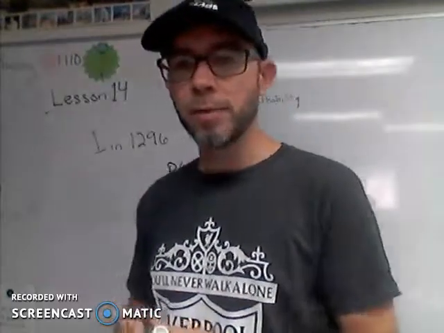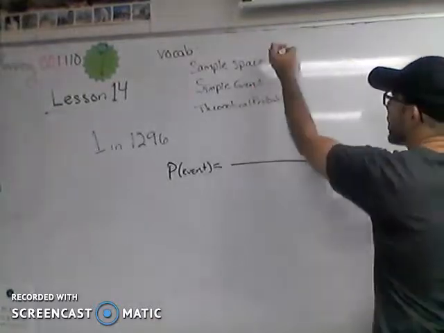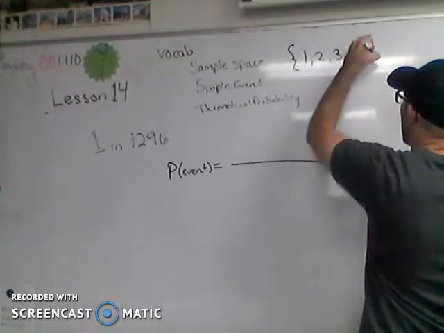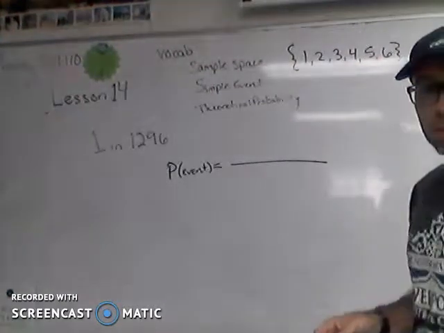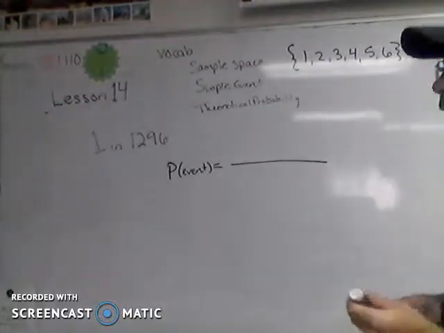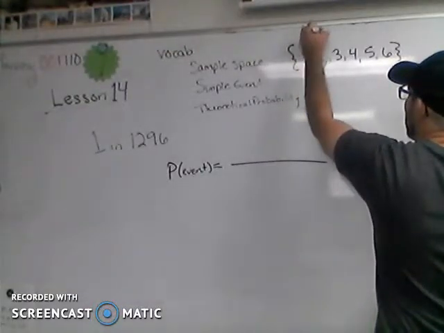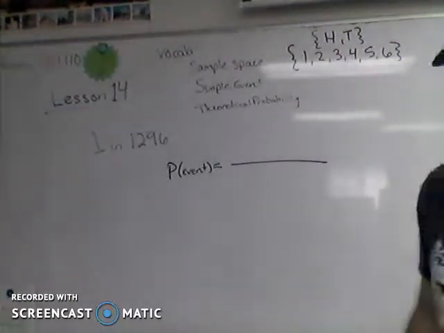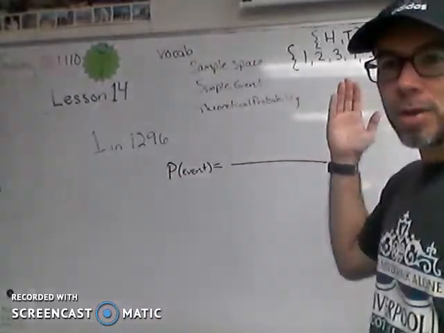So sample space is usually written with brackets or braces, and then you're just writing down all the things that you could get if you, let's say, roll the dice. So sample space for rolling a dice: 1, 2, 3, 4, 5, or 6. That's typical sample space. It doesn't have to be numbers, though. You could have, for flipping a coin, heads or tails. And there's a small percentage that it could land on its edge, but at that point you just flip it again and get a head or a tail. So there you go.